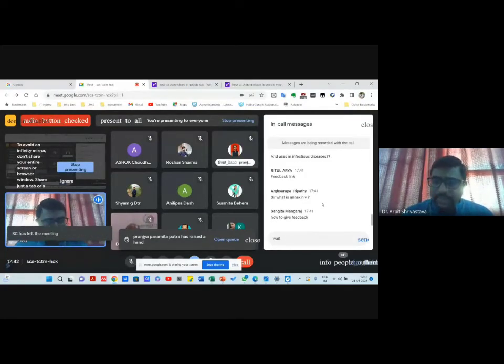Then what is annexin 5? The annexin 5 assay, you can see in detail further. It is used for apoptosis analysis. What happens if a cell is dying? It shows in the annexin 5 assay. So annexin 5 is used for the apoptosis assay.